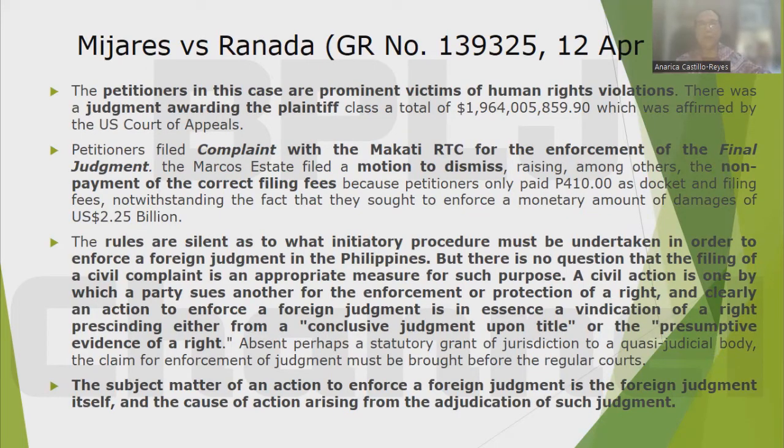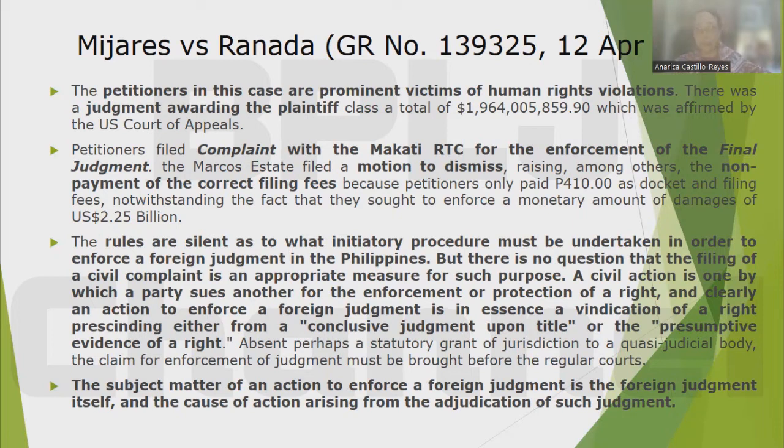So this case involves the enforcement of a judgment for damages which was given to victims of human rights violations during the martial law period. The U.S. Court of Appeals issued this judgment. The judgment already became final and executory. So the petitioners were trying to enforce this final and executory judgment. So what did they file? They filed a complaint for the enforcement of a final judgment.